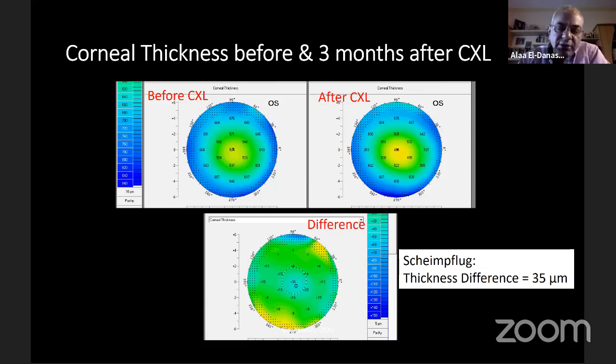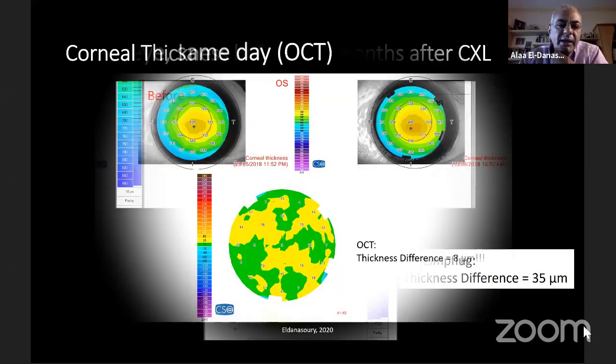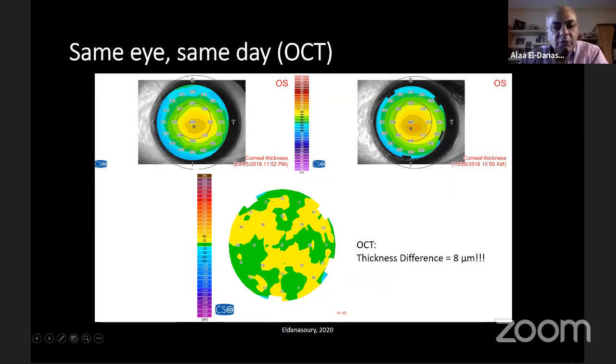And I'm sorry to tell you that this information is not correct. I can show you the next slide. This is the same patient, the same eye, examined on the same day with the OCT. This is pre-cross-linking, this is 3 months after cross-linking, and this is the difference in thickness. So the difference in thickness in the same patient on the same day with the OCT was only 8 microns.